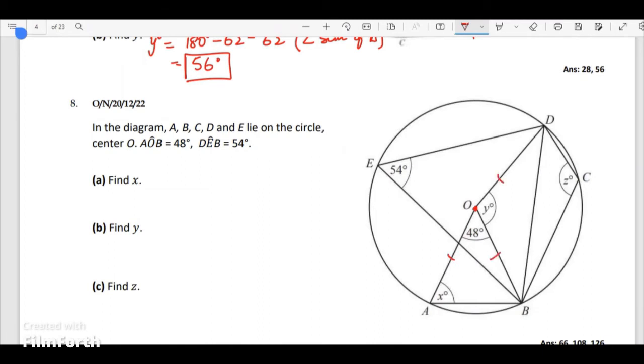Now, I'm looking at triangle AOB. Because it's an isosceles triangle, if this is x degrees, this would be x degrees as well. So if I have to find x, it would be 180 degrees minus 48 degrees over 2. That would be my x. So 180 minus 48 is 132 divided by 2. The answer is 66 degrees.